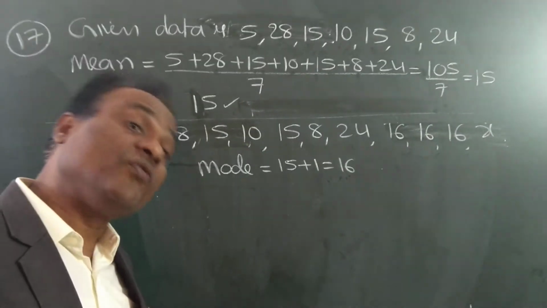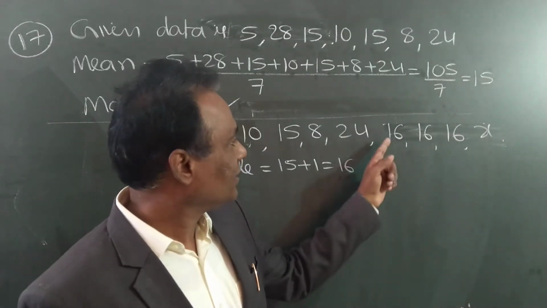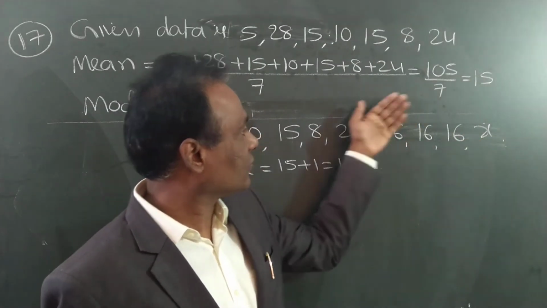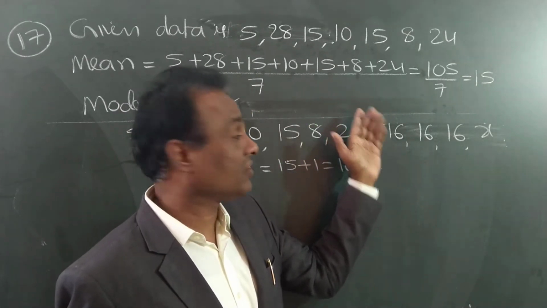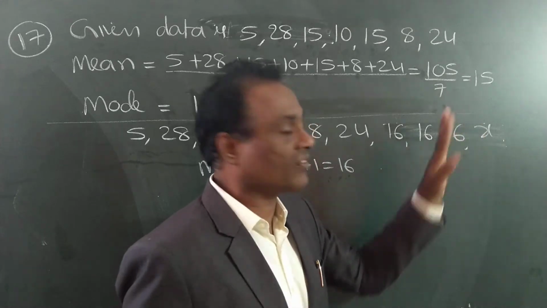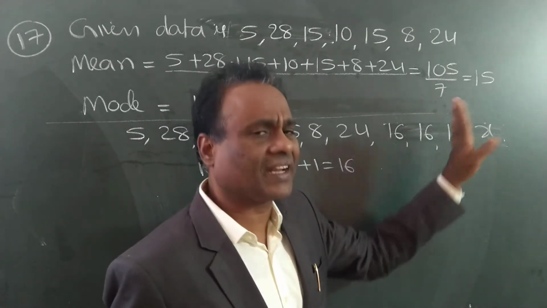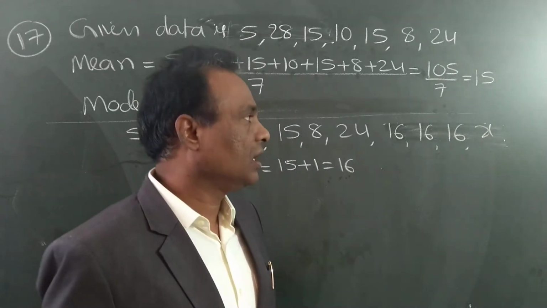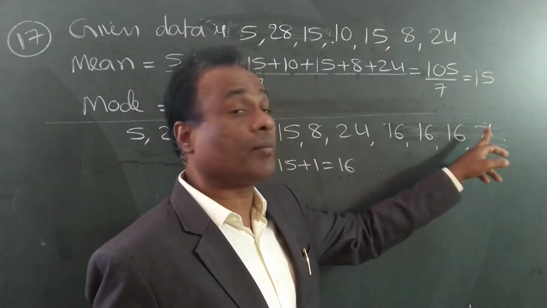So let the 4 numbers be 16, 16, 16, x. The 3 numbers we know, 16s only. The 4th number we don't know, so let us take it as x, which we will find.